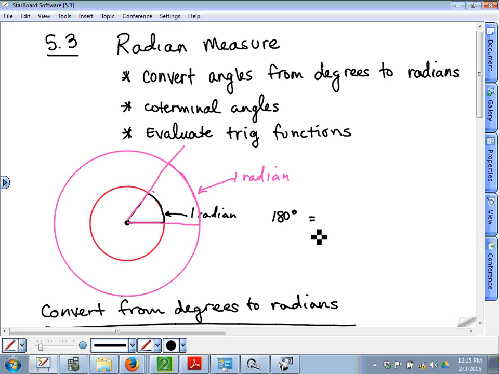Okay. You with me? And then you need to write this very clearly in your notes. 180 degrees was equal to how many? That's all the way around. 2 pi was all the way around. Wasn't it just 1 pi or pi? So 180 degrees is equal to pi radians. You must write that.